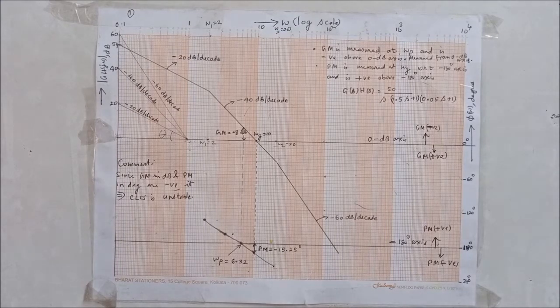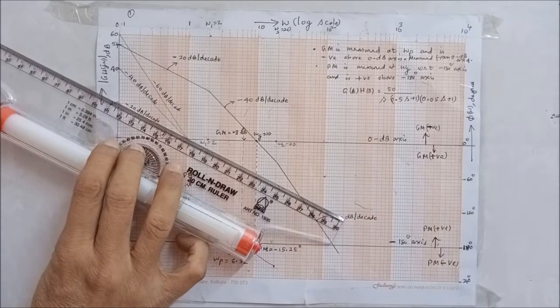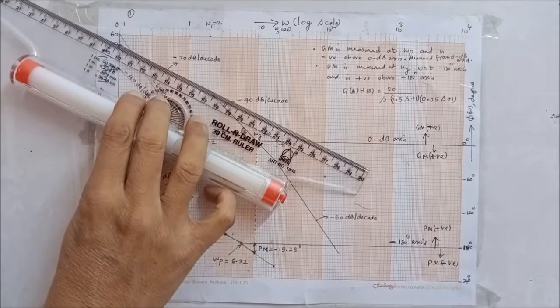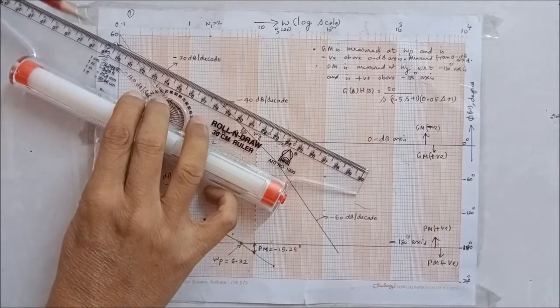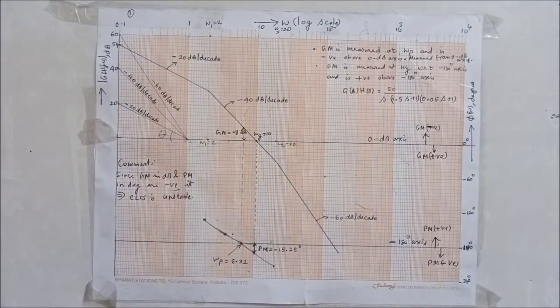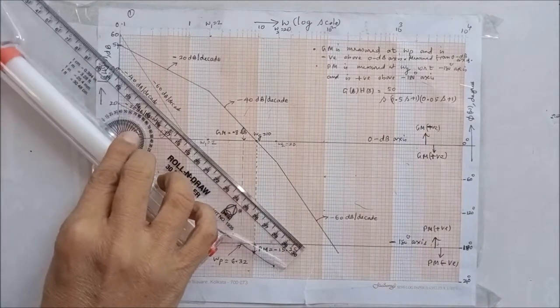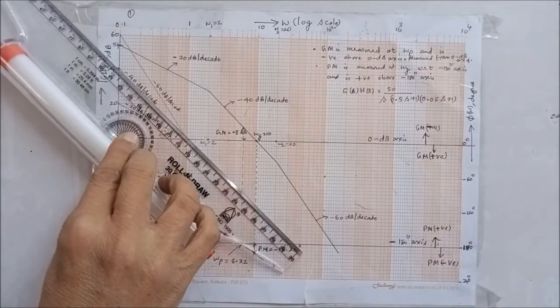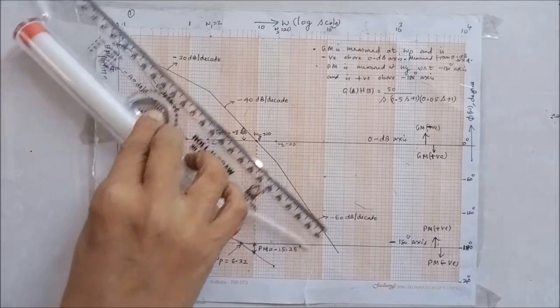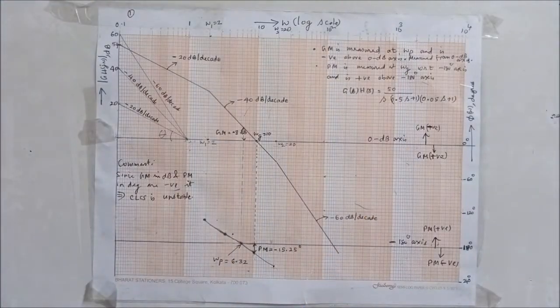For drawing this line, I make use of this roller scale. Keep the roller scale on this reference slope line and slide it to this location. You draw a line now. This line will have a slope of minus 20. If you want a line of slope equal to minus 40, you keep it on minus 40 and push it to wherever you want. This roller scale is very useful for drawing parallel lines.